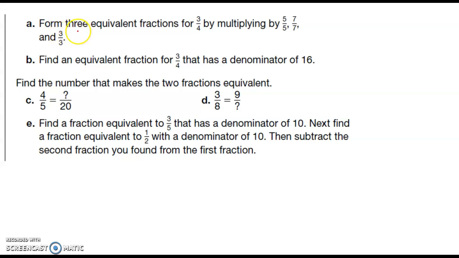All right, A says form 3 equivalent fractions for 3/4 by multiplying by 5/5, 7/7, and 3/3. Now keep in mind, each one of these things is equal to 1, right? So we're really just multiplying 3/4 by 1. They're just different forms of 1. So let's go ahead by 5, and we get 15/20. 3/4 times 7/7 is 21/28. And 3/4 times 3/3 is 9/12.